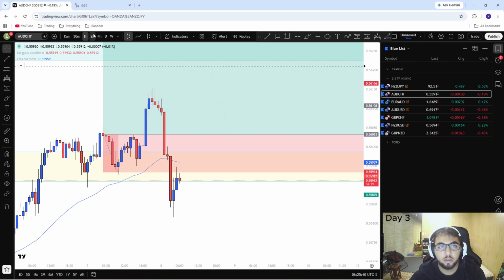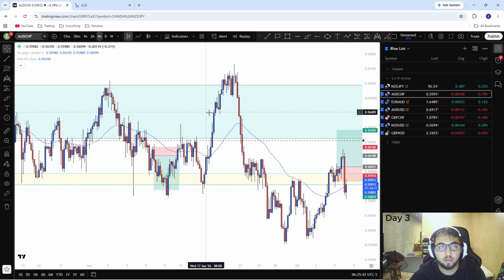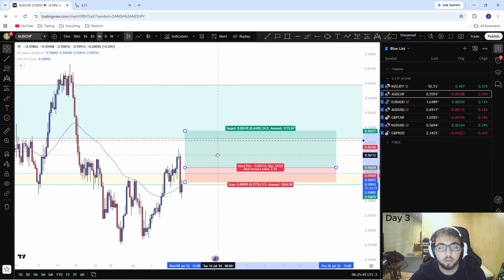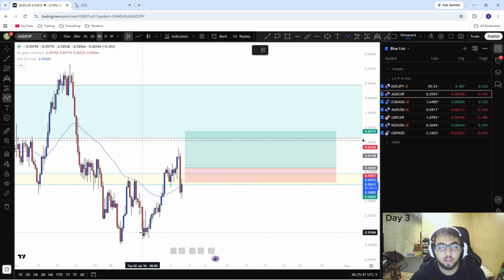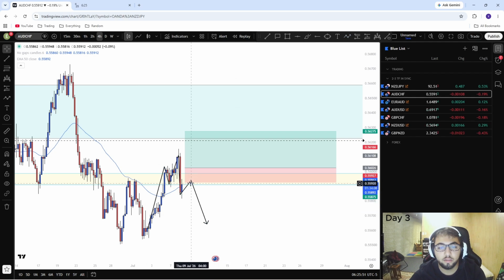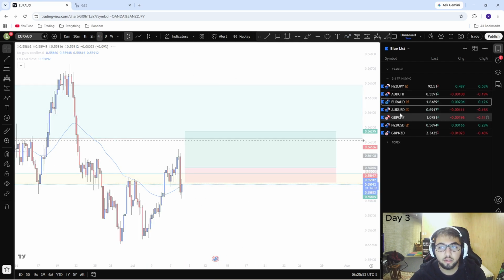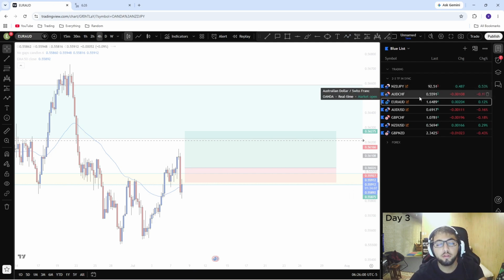Full stop loss. We were looking to enter on AUD CHF. Same thing. Potentially, we can have a sell if we just retest underneath the area of interest and then have that continue to the downside. Euro AUD, as it's loading up.